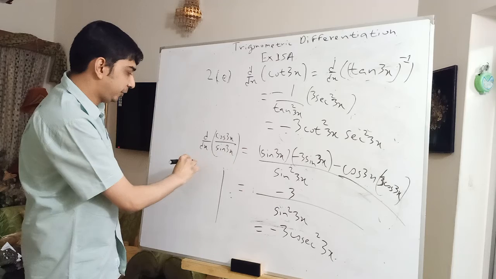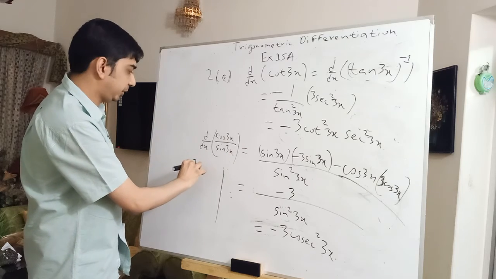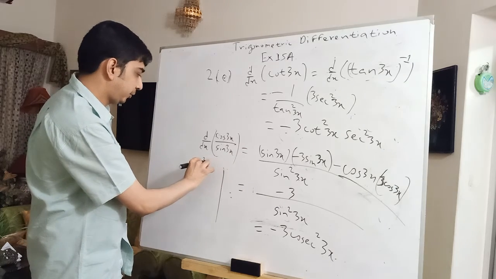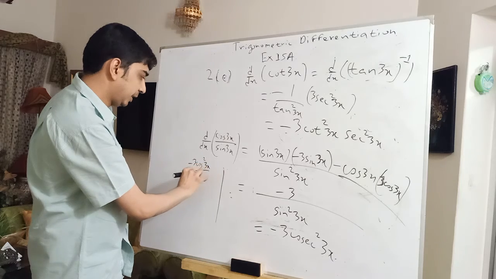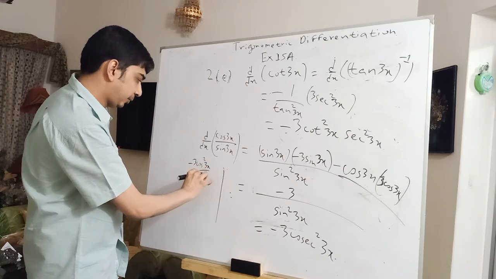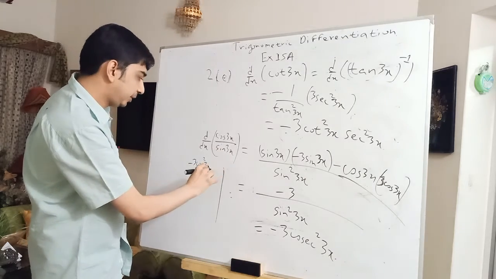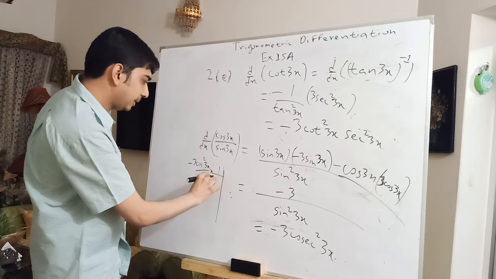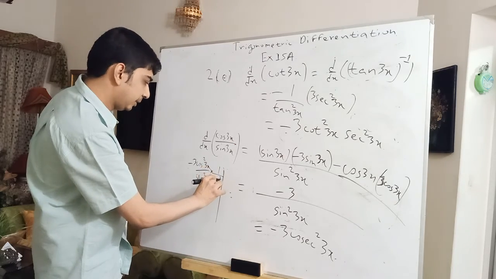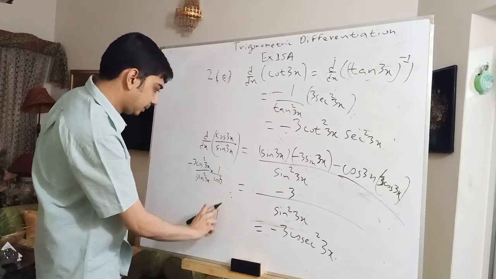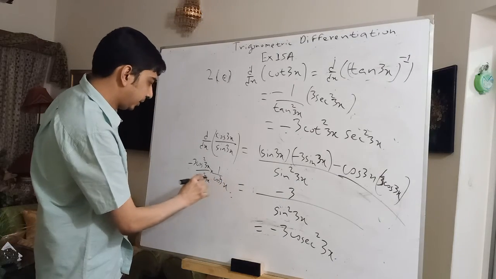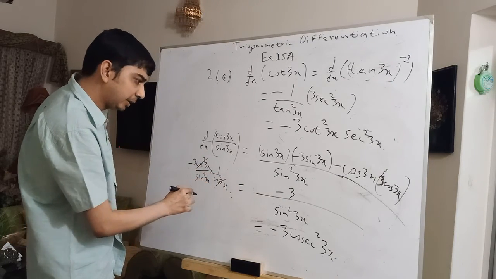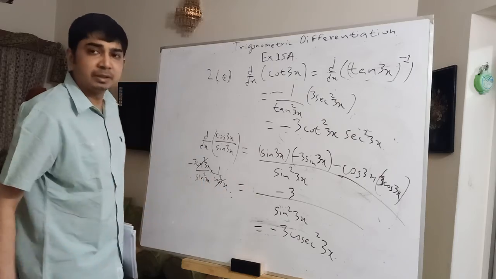So minus 3 cot square 3x is basically cos square 3x divided by sin square 3x, and sec square 3x is basically 1 by cos square 3x. So cos square 3x, cos square 3x we cut, then the two expressions are the same.